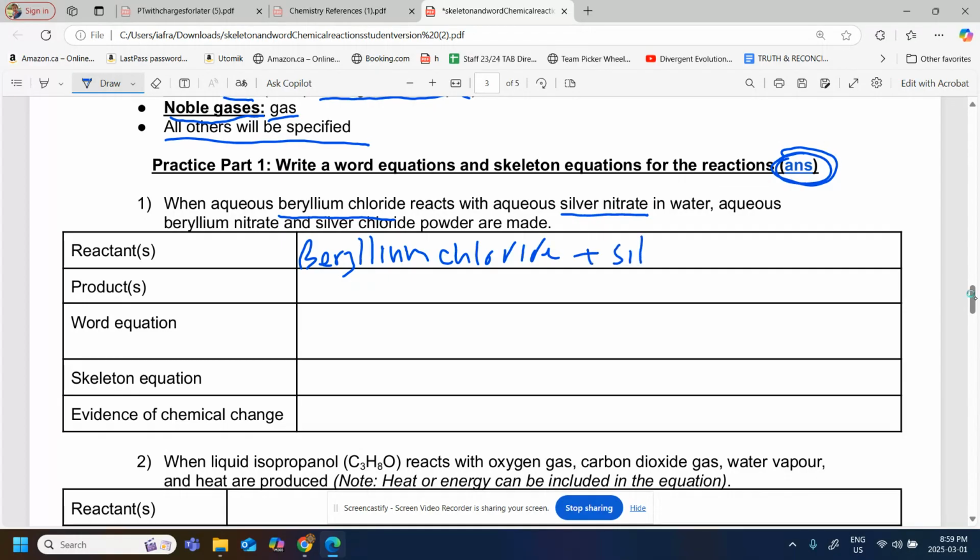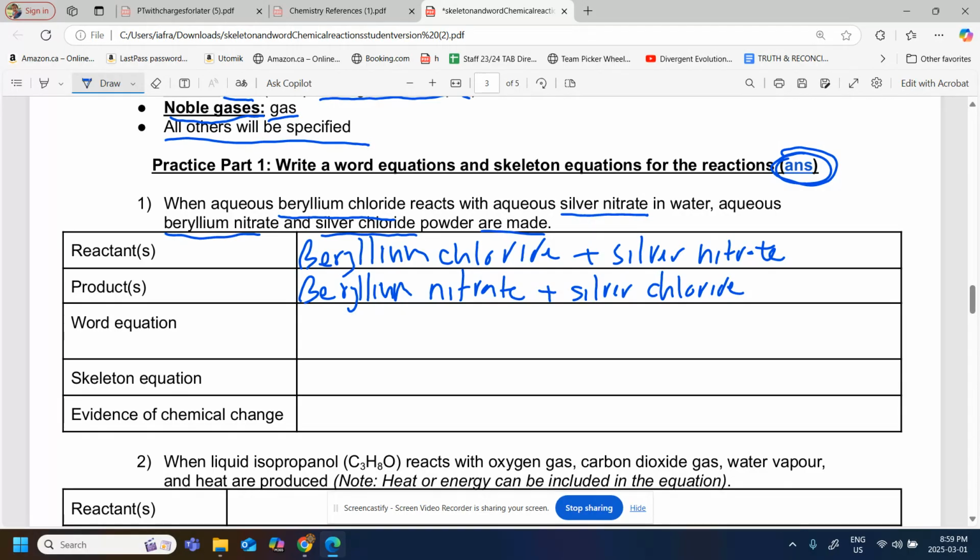Beryllium chloride and silver nitrate. We're told that what's made is beryllium nitrate. So it says when aqueous beryllium nitrate and silver chloride are made. So beryllium nitrate and silver chloride are your products.